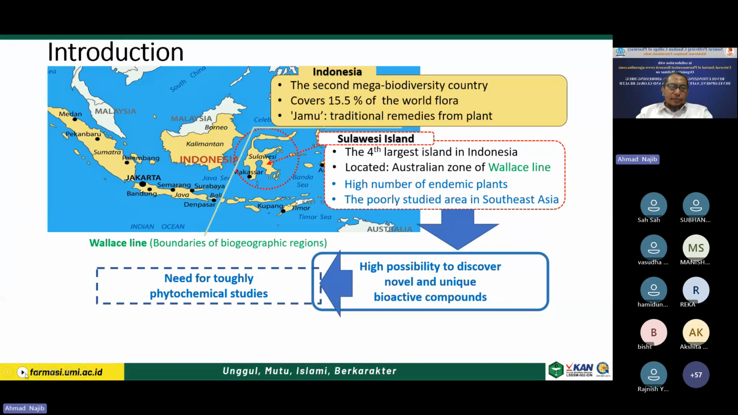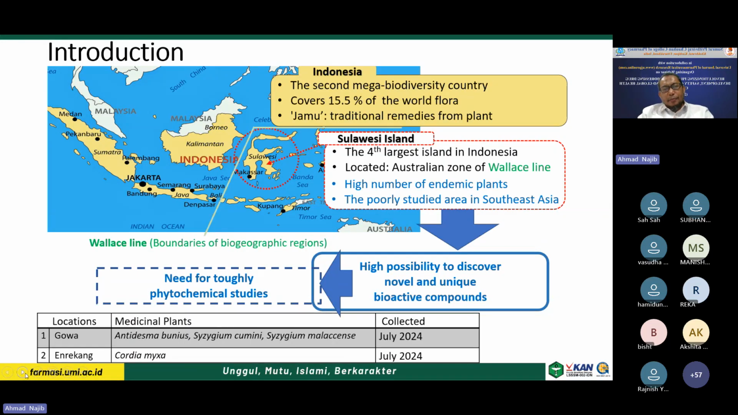From that background, there are many medicinal plants. We take 4 from the Goa region: Antidesma bunius, Syzygium cumini, and Syzygium malaccense. They were collected in July 2024. And the other one is Cordia myxa from Enrekang, collected at the same time, July 2024.